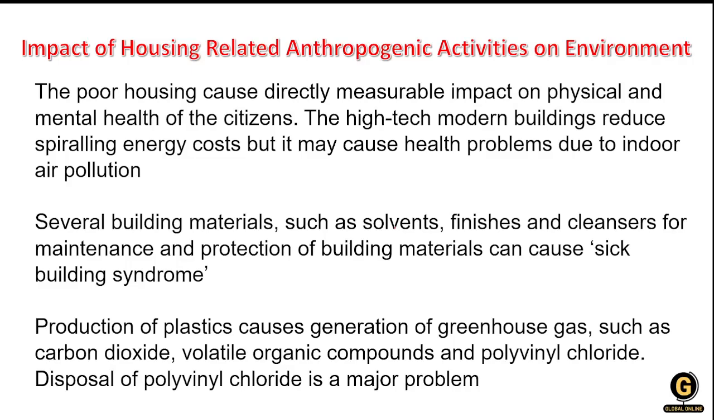Second one is the impact of housing related anthropogenic activity on the environment, right? Housing related activities are also called anthropogenic activities, which are made by humans. And how these can impact the environment, let's see. Poor housing causes directly measurable impact on the physical and mental health of citizens, definitely. Because there is not only one kind of pollution occurring from housing related anthropogenic activities. There are multiple kinds of activities which impact humans and the environment very badly.